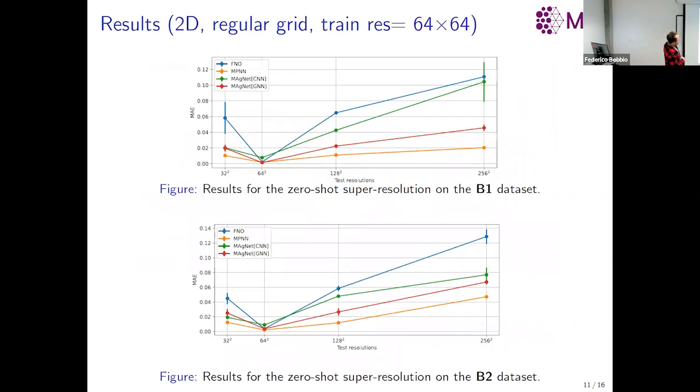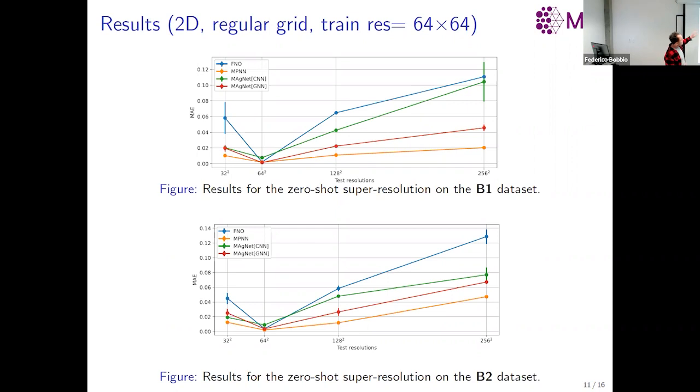This is a 2D case for regular grids. So again, here is the training resolution, so that's why you have like a dip. We train in this case in 64 by 64. And the same here. These are two different data sets. And you can see that here on a regular grid, these are ours. But actually the MPNN is doing a little bit better when you go up to the 256. And in this case as well, it does a little bit better.